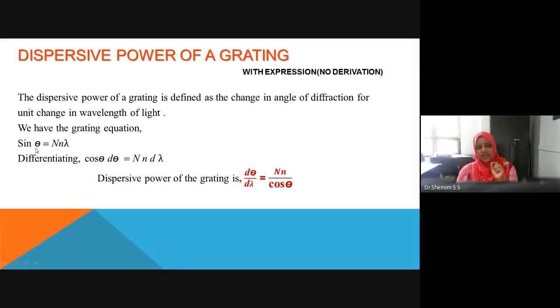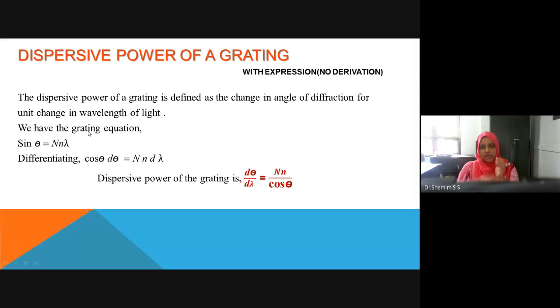From this you can see that with increase in wavelength, sin theta increases, that is theta increases. Angle of diffraction increases with increase in wavelength. That means angle of diffraction is different for different wavelengths. It is not the same for all the wavelengths, but it is different for different wavelengths. This change in angle of diffraction, or the ratio of change in angle of diffraction to unit change in wavelength of light, is known as the dispersive power of a grating.